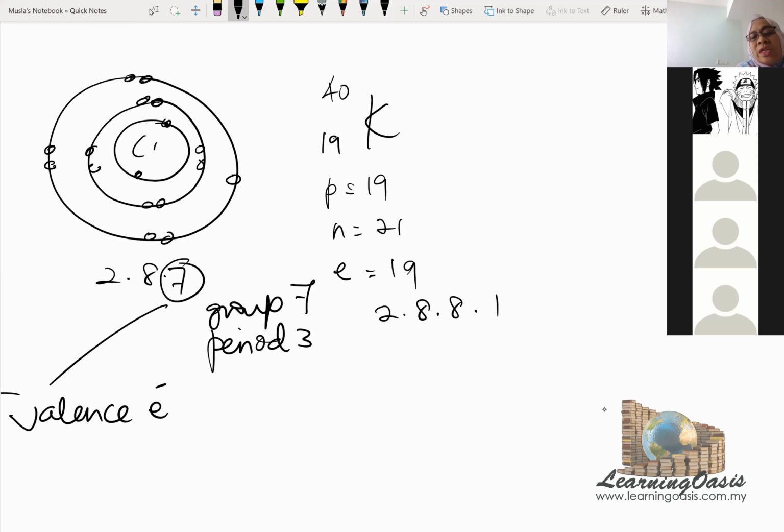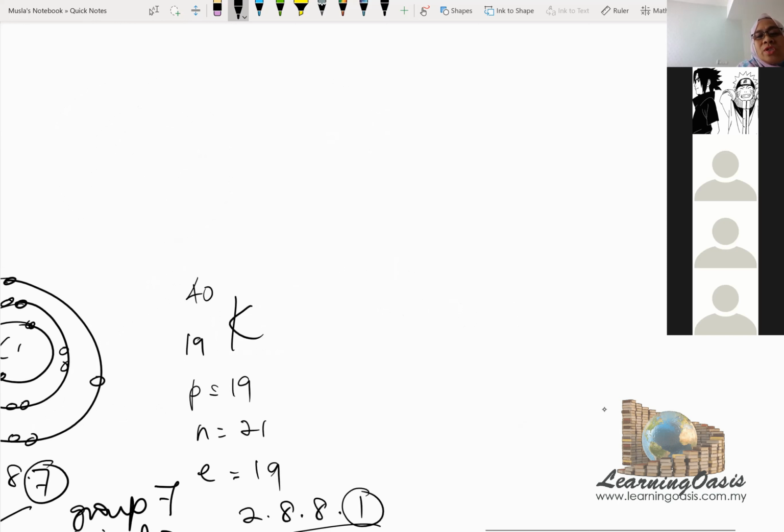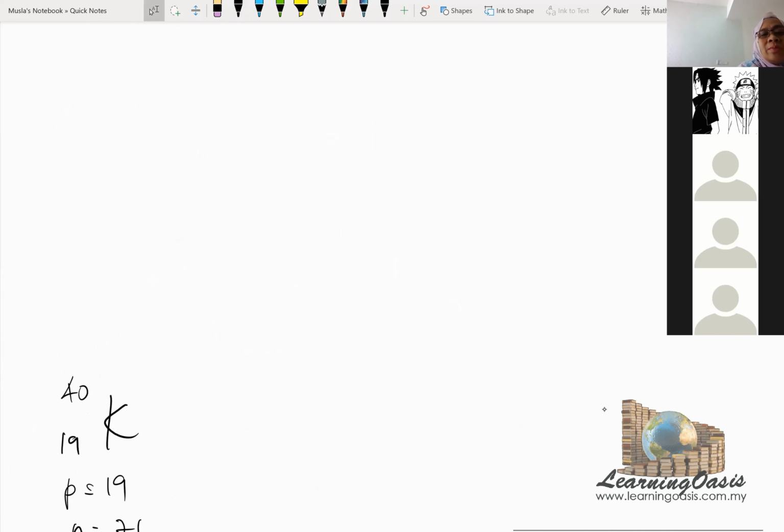So where is potassium in the periodic table? Group 1. Good. You can tell the position of the element in the periodic table because the elements are arranged according to increasing number of protons. Okay, now we'll come back to that. So from here, you know the position in the periodic table because the periodic table is arranged.